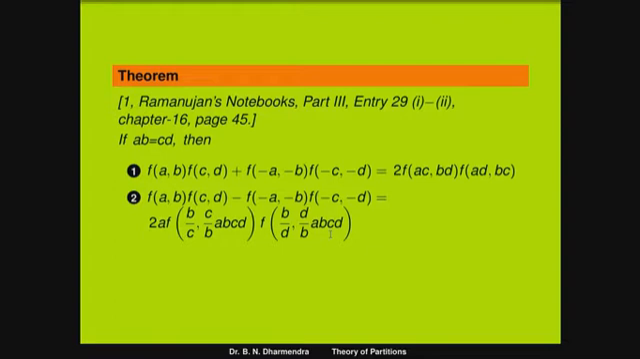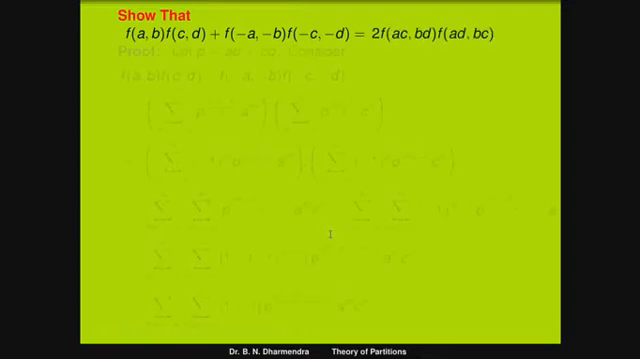To observe the terms, now I have to prove them one by one. So the first term we can show is that f(a,b) f(c,d) plus f(-a,-b) f(-c,-d) is equal to 2 times f(AC, BD) into f(BD, BC).